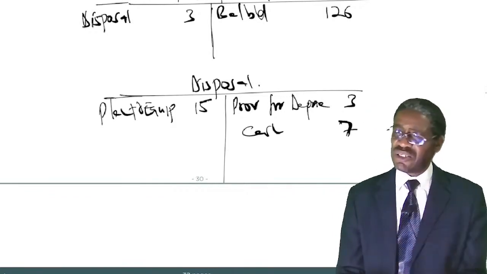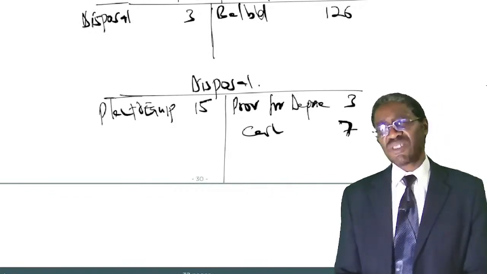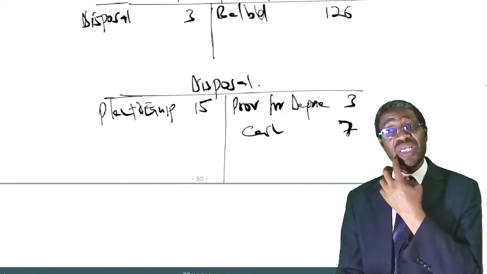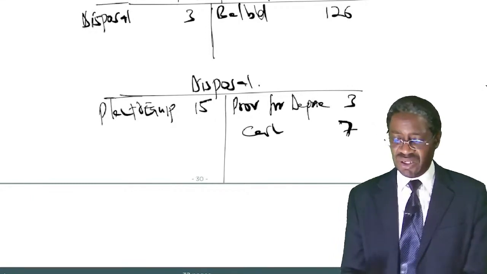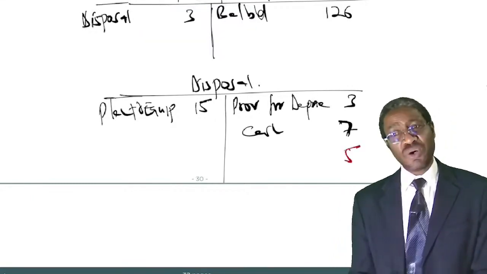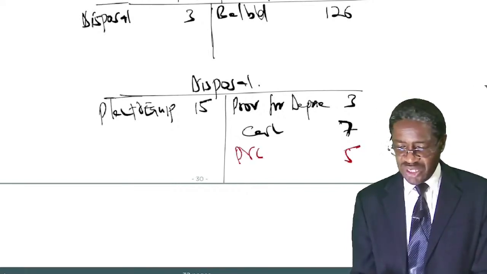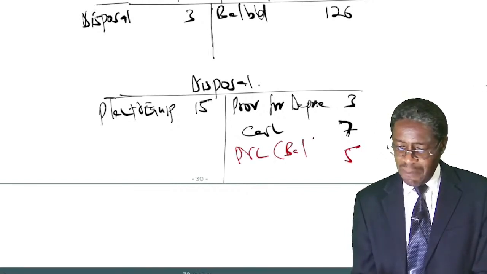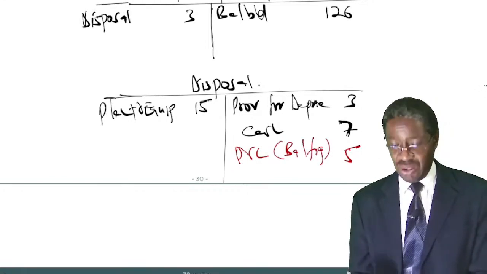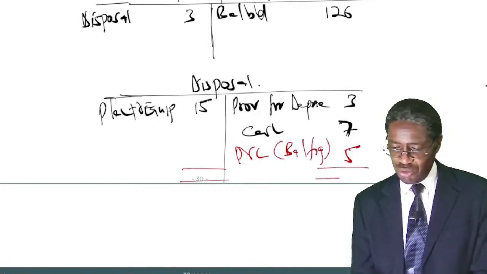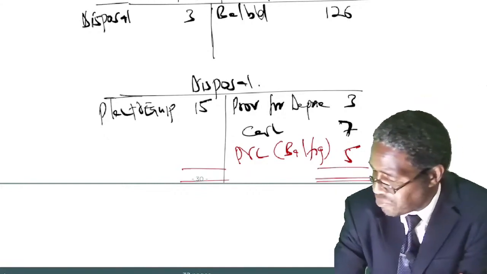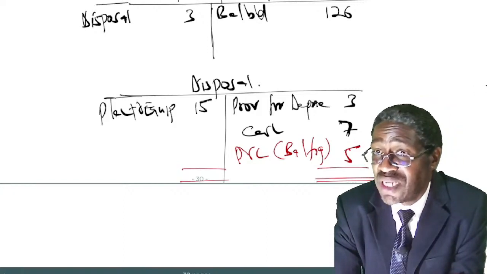So let's get the balancing figure now. On the debit side of this disposal, I can see 15 million. On the credit, I can see a total of 10 million, which leaves me with a balance of 5 million on the credit. That is what you take to the P&L account, and it's our balancing figure. We need to conclude, is it a gain or is it a loss? I hope you still remember whether it's a gain or loss.